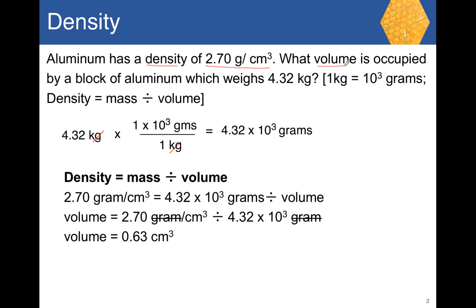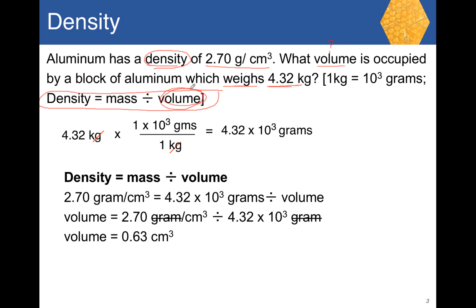What volume is occupied by a block of aluminum which weighs, notice that's the mass, 4.3 kilograms. So let's see what we have and what's being asked. We have the density. We need to find the volume that's been asked. We have the mass, which is 4.32 kilograms. So we can use this conversion factor here, or that equation, to determine the volume.